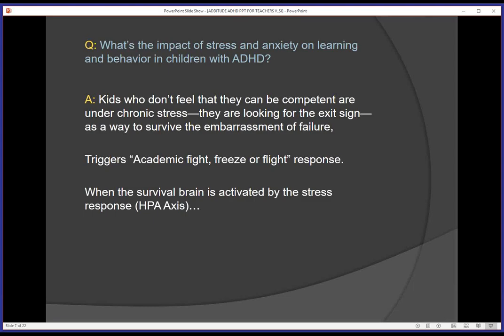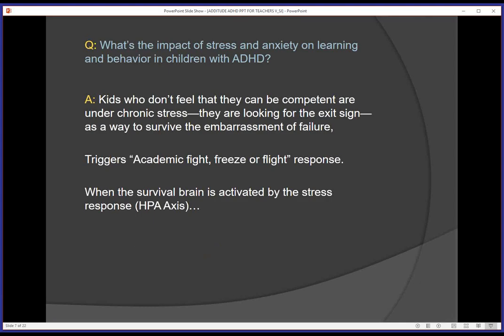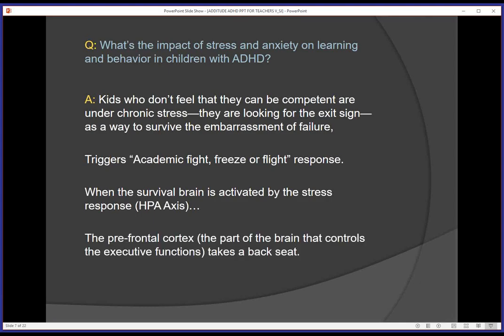When the survival brain is activated by the stress response, this is what scientists and psychologists call the HPA axis, and that has to do with the part of the brain that is responsible for stress. The prefrontal cortex is responsible for the executive functions: thinking about thinking, planning, organizing yourself so that you can be more successful. Under stress, when this survival part of the brain is activated, when the hypothalamus, the pituitary, the adrenal glands are activated, and the brain starts pumping out stress-related chemicals, the frontal part of the brain shuts down, and it's a setup for failure and frustration.